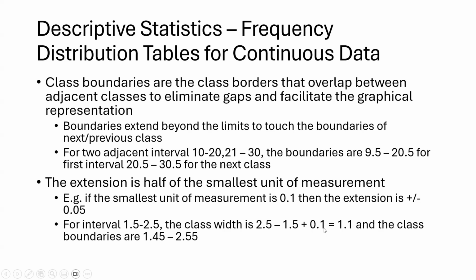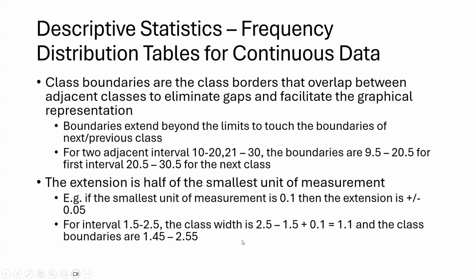So here it is 0.1 and not 1. And this is going to be 1.1. And the class boundaries are 1.45: we subtract 0.05 from the lower limit and add 0.05 to the upper limit. So we have 1.45 till 2.55, the class boundaries.